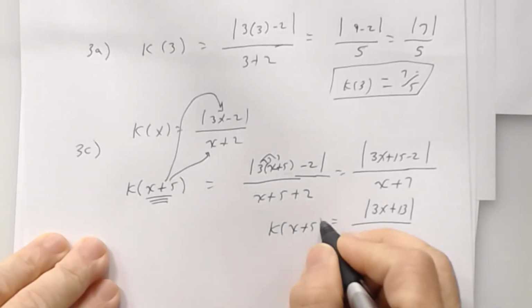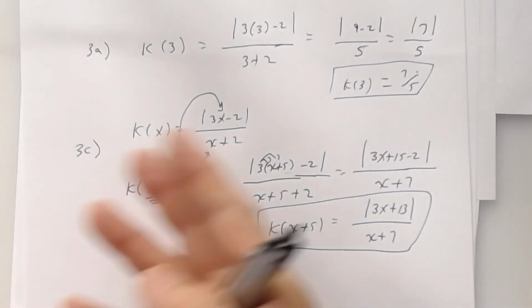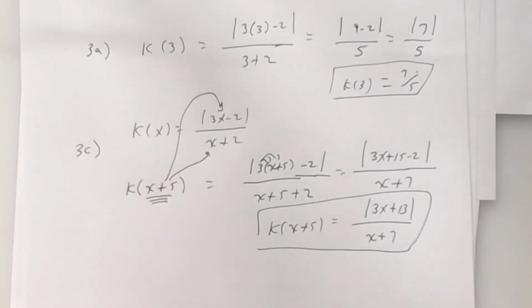K of x plus 5 equals this. Notice the difference between A and B, where I eventually got rid of the absolute value bars, and in C I didn't. It's still part of the answer, because in A and B I was substituting a number, a numerical expression. Here I'm substituting a variable expression. The expression has a variable in it. Okay, so that is evaluating functions. We evaluate functions at numbers and we evaluate functions at variable expressions. All right. Now, let's look at this.